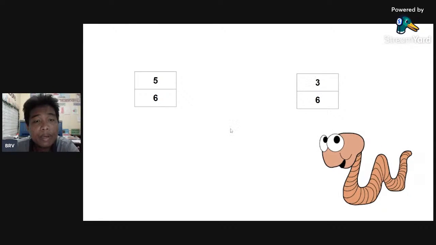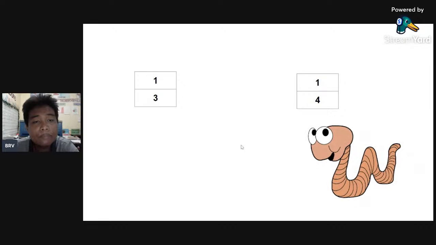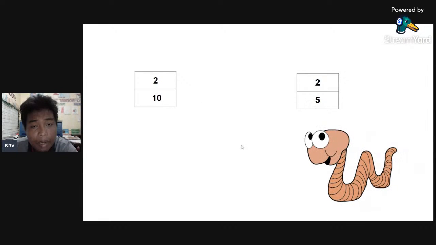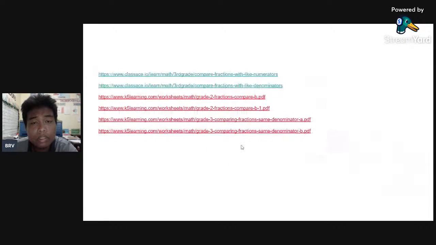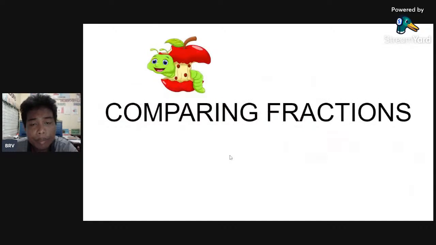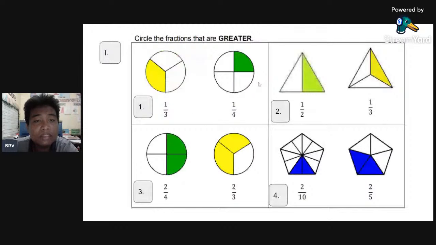So now, prepare your ball pen and notebook. Prepare a pen and pencil or a notebook in your mathematics. Now we will have a quiz. Test one: circle the fractions that are greater. All you have to do is not draw. Just copy 1/3 and 1/4.